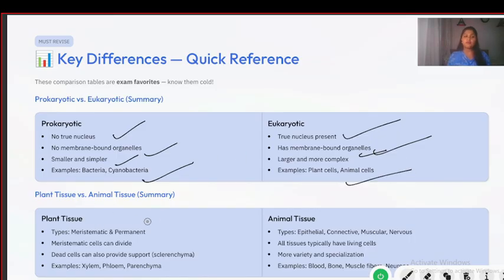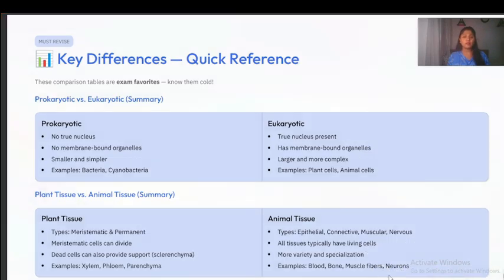Plant and animal tissue. Plant tissue has two types, meristematic and permanent. Animal tissue has four types: epithelial, connective, muscular and nervous tissue. Meristematic tissues can divide continuously. Animal tissues typically have living cells and they don't divide continuously. Dead cells can also provide support, like sclerenchyma. More variety and specialization of tissues is found in animals. Examples in plants: xylem, phloem, parenchyma. And in animals: blood, bone, muscle fibers, neurons. All these are examples.